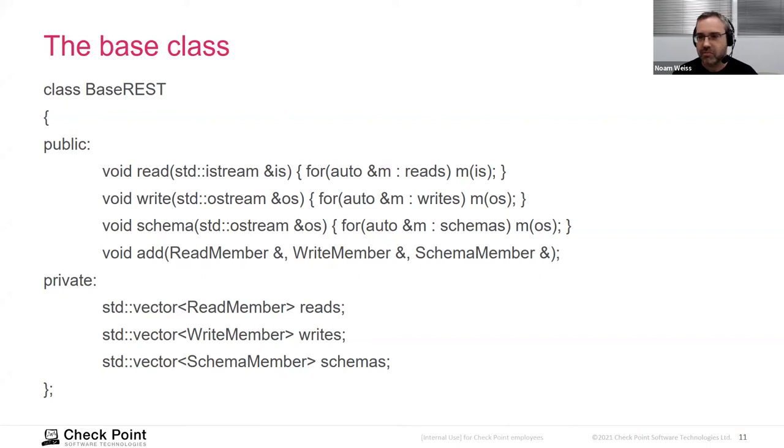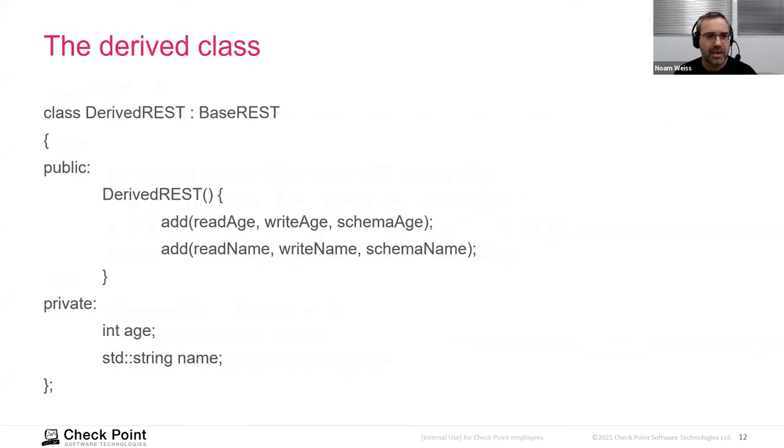Okay, so let's see what this gives us. It means that now that we have a derived class, we can just say add read age, write age, schema age, read name, write name, schema name. And we can have those members internally. So this is a lot shorter than what we would have had to do beforehand, when we had to implement three methods and repeat the age and name in each and every one of them. That's a little bit better, but not good enough.